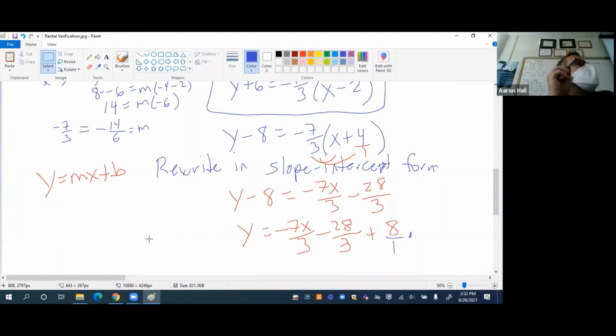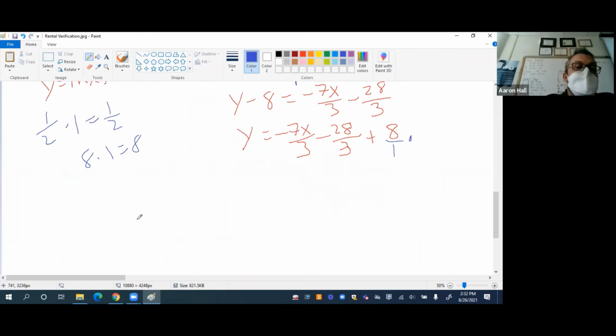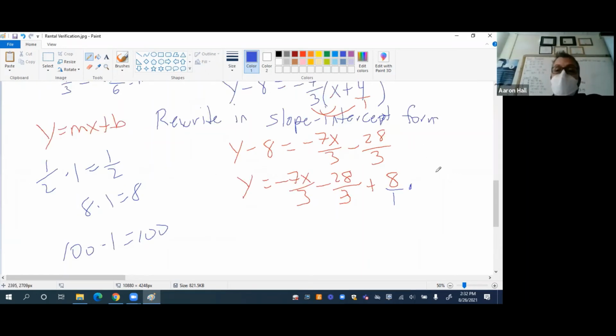What's really cool about multiplying by 1 is it doesn't change the quantity. If I have 1/2 times 1, it's 1/2. If I have 8 times 1, it's 8. If I have 100 times 1, it's 100. So I'm not multiplying by 3, I'm multiplying by what? 3 over 3. So I'm multiplying by 1 in the form of 3 over 3.